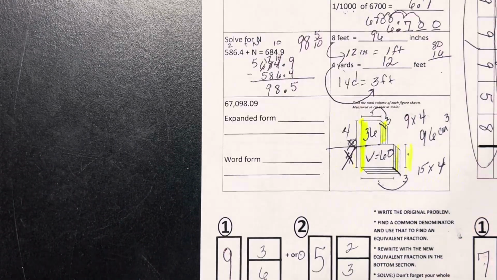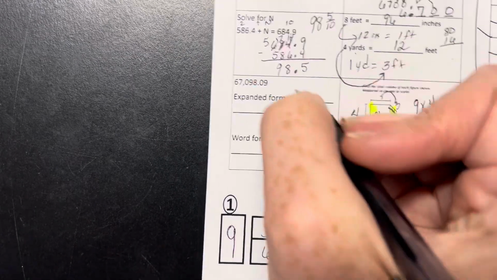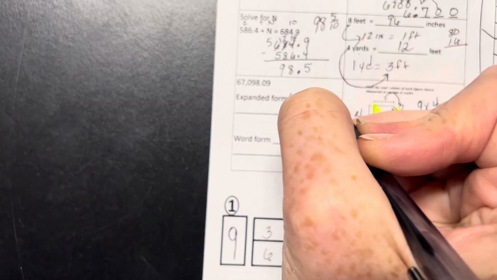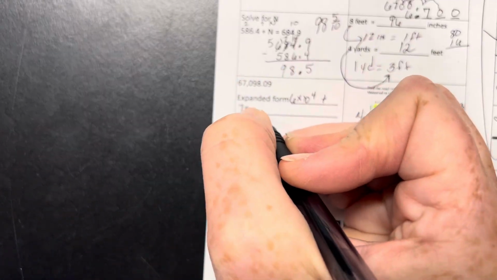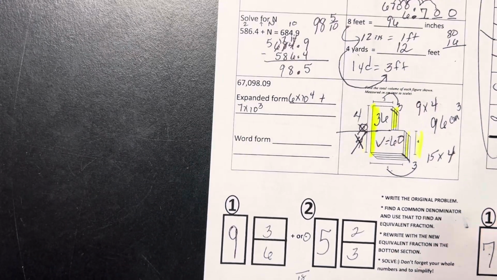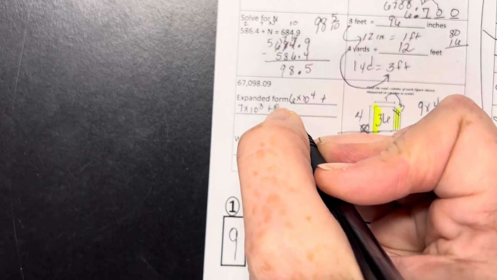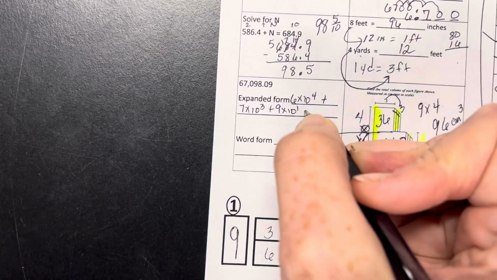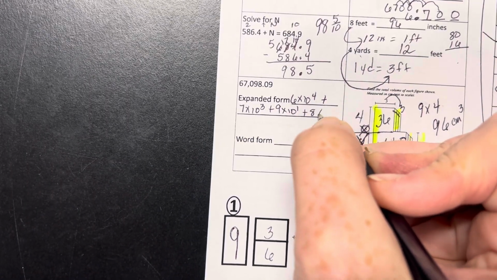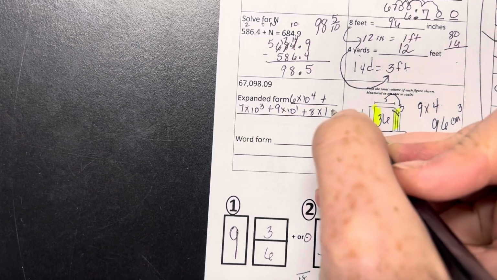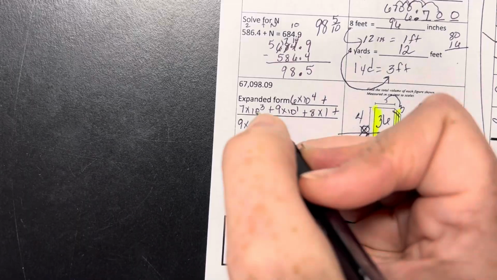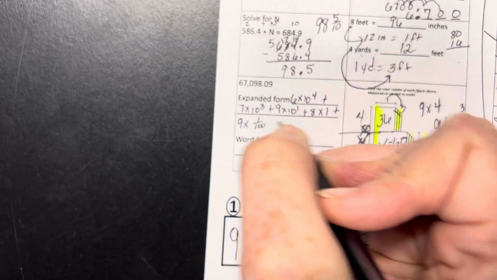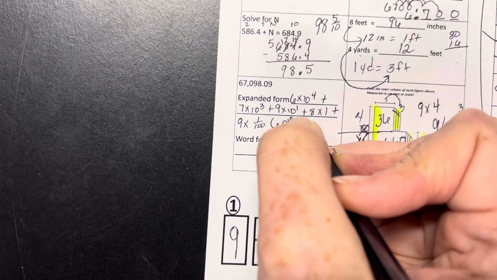Okay, we're down to the last one, boys and girls. The value of that 6, 60,000. So it'd be 6 times 10 to the 4th power plus 7 times 10 to the 3rd power, right? Plus 9 times 10 to the 1st power, plus 8 times 1, plus 9 times, what's the value of that 9? 100. Right? Or you can do it in decimal form.